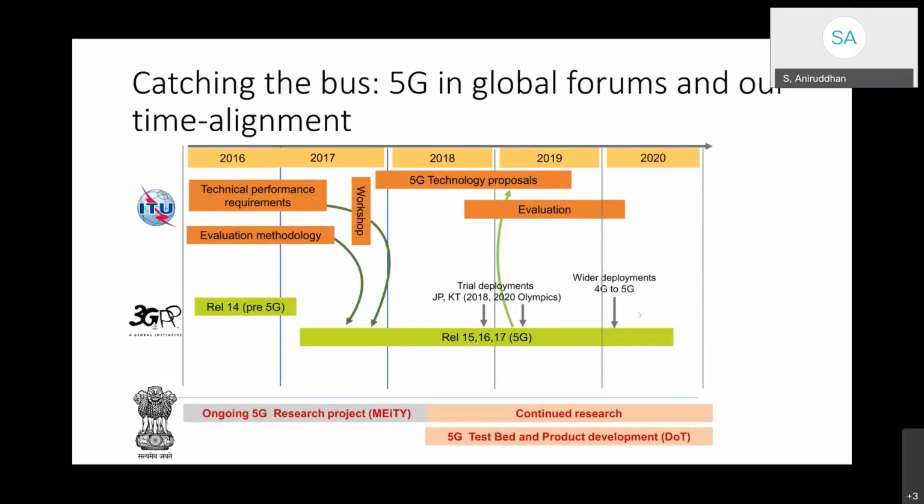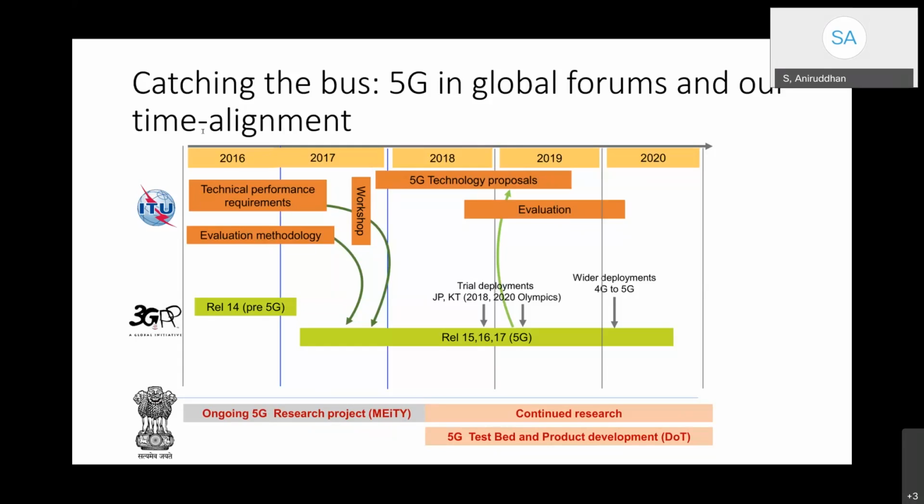And this shows the timeline. So the funding and project started way back in 2015 through a project by the Ministry of Electronics and Information Technology, MeitY. You can imagine that as phase 1 of the 5G development in India. In the second phase, funding was taken over by the Department of Telecom. So that is the ongoing phase right now.